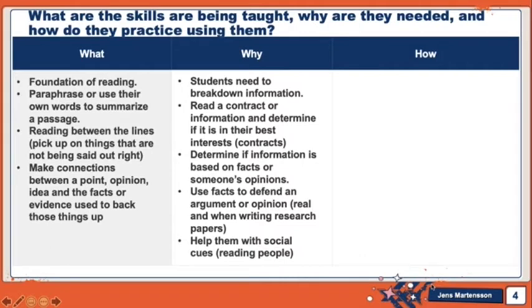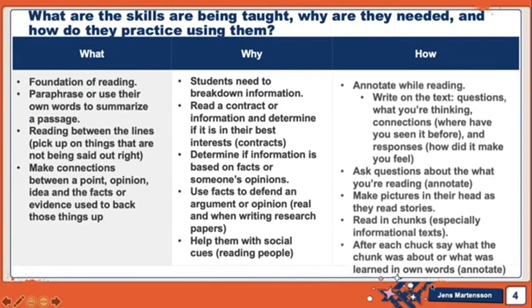They need to be able to read a contract or information and determine if it's in their best interest. They need to determine if information is based on facts or someone's opinions. They need to use facts to defend an argument or opinion, in real life and when writing research papers. It also helps them with social cues, reading people.